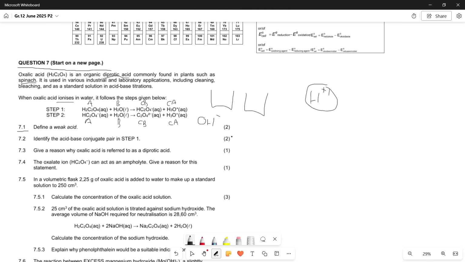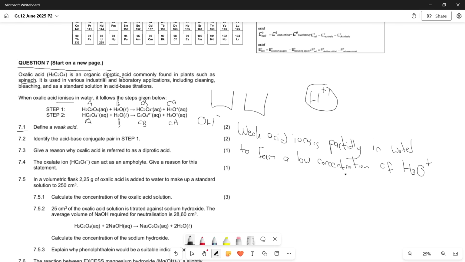So a weak acid is something that ionizes partially. The key word here is partially or incompletely, compared to a strong acid, which will ionize completely. So weak acids ionize partially in water, as we can see here, to form a low concentration of H3O plus hydronium ions. This is a 2-mark question, 1 mark for here, and the other mark for here. The reason is that it ionizes partially, because it is a weak acid compared to a strong acid, which ionizes completely.